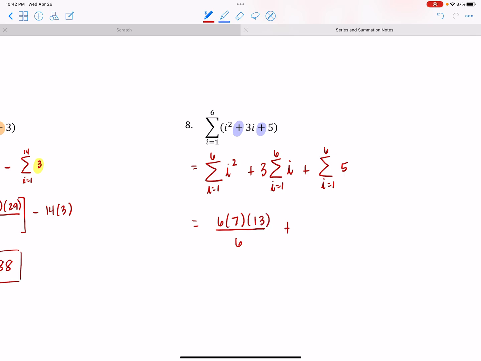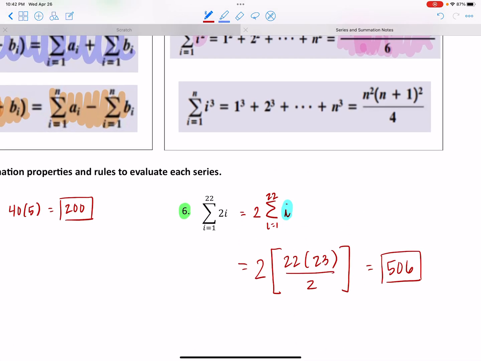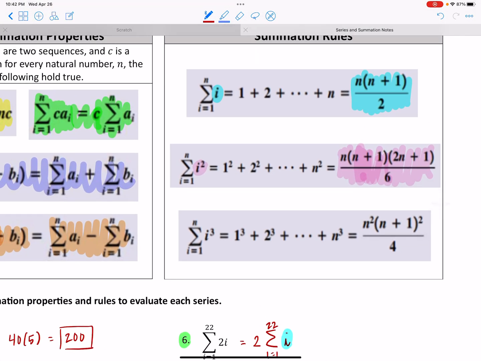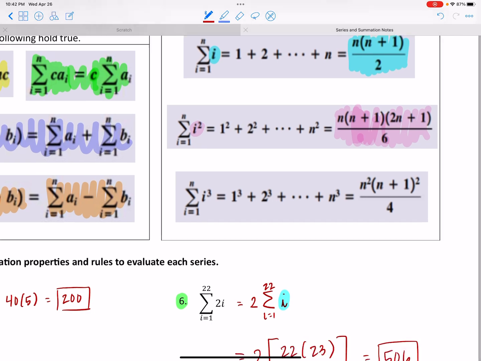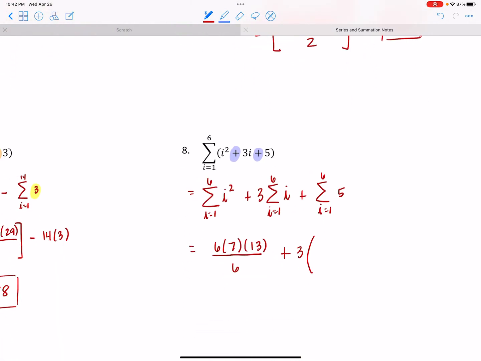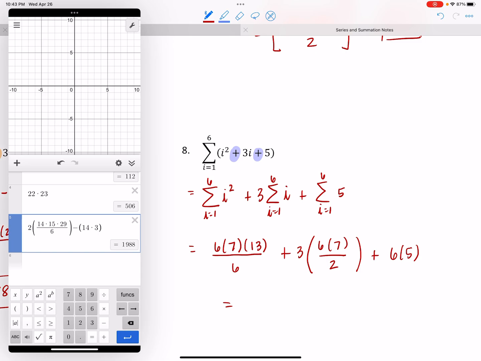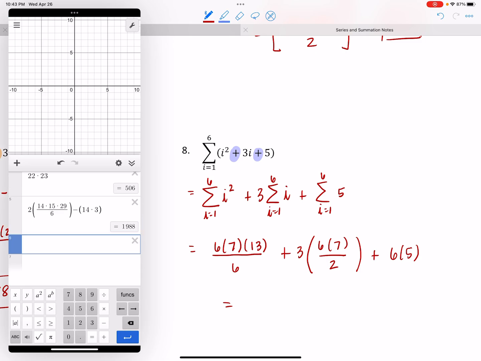Plus, the second one is going to be 3 times i. Let me just go back up here. The sum of i is n times n plus 1 over 2. So n, which is 6, times n plus 1, which is 7, divided by 2. Plus, over here we've got a constant, so it's just going to be 6 times 5. That constant 6 times.